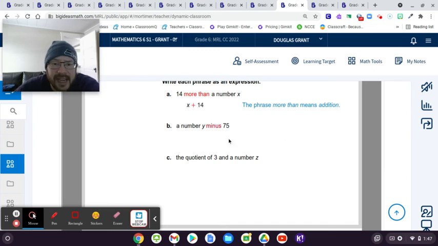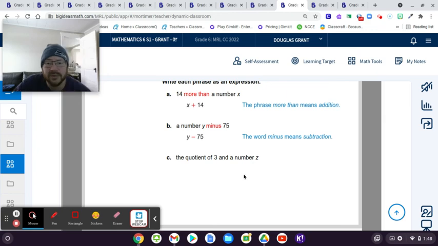A number y minus 75. In this case, the y is first, and then you are subtracting 75 from it. So it's y minus 75. And this last one, the quotient of 3 and a number z. Okay, quotient is division, and the order is important for division. So 3 is first, z is second. You can write that as 3 divided by z, or 3 over z.